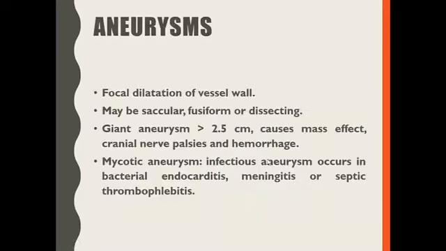And the main cause of non-traumatic subarachnoid hemorrhage is aneurysms. So aneurysm is the focal dilatation of the vessel wall. It may be saccular or rounded, fusiform, or dissecting. And when an aneurysm exceeds 2.5 cm, we call it giant aneurysm. And giant aneurysm may rupture and may cause mass effect.